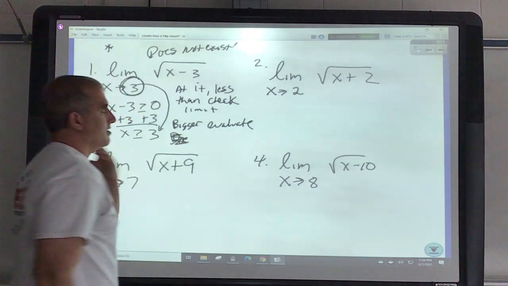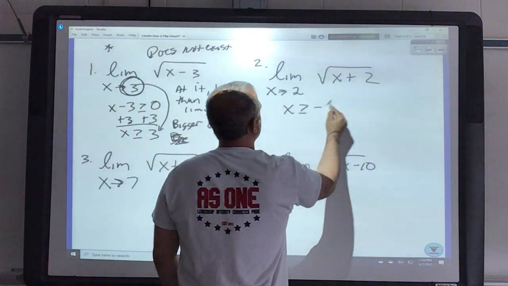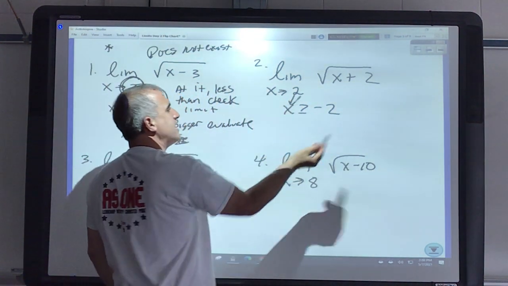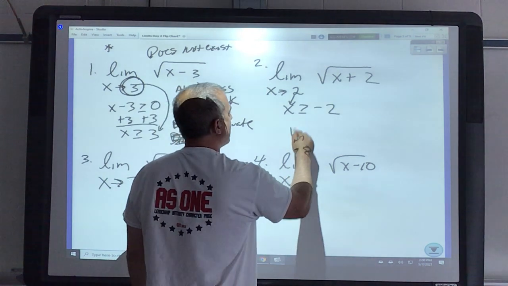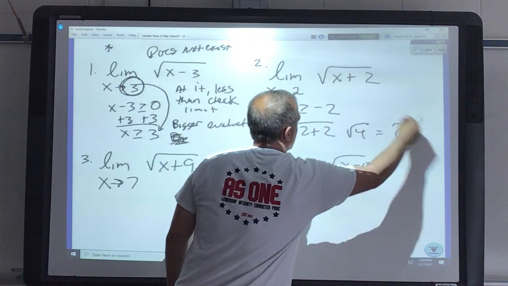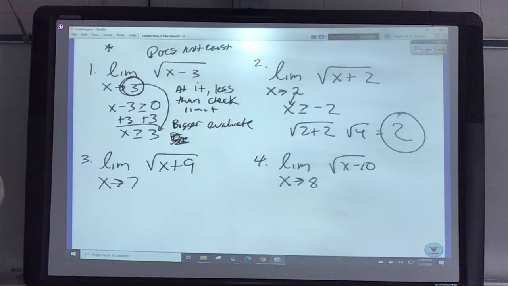Now this one I would have to worry about x being anything less than negative 2, but this is okay. This is well into it. So I can just go ahead and evaluate that: square root of 2 plus 2 is square root of 4, which would give me a result of 2. Once again, I can use that because in the end, that's well into the domain. Okay, let's look at this one.